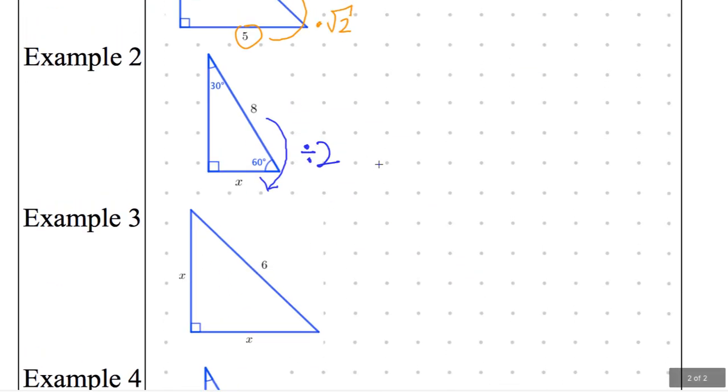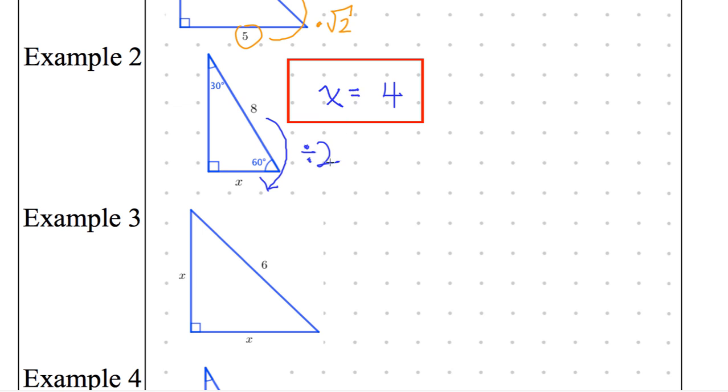So, 8 divided by 2, shout it out. 4. It's that easy. Done. That's it. X equals 4. All we had to do was divide by 2.